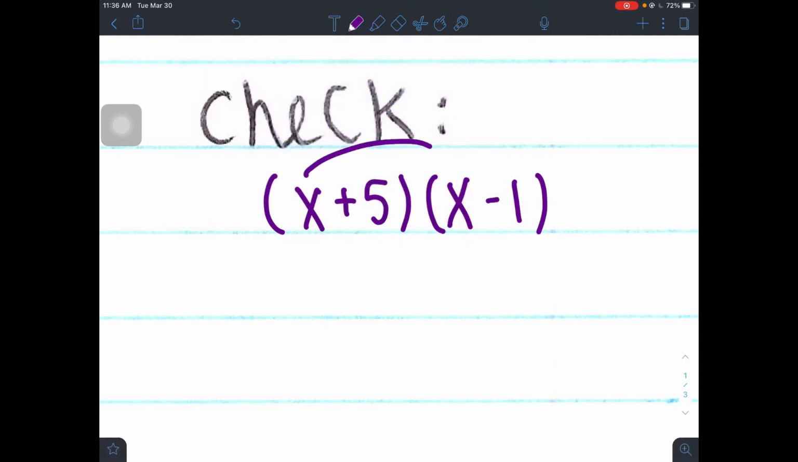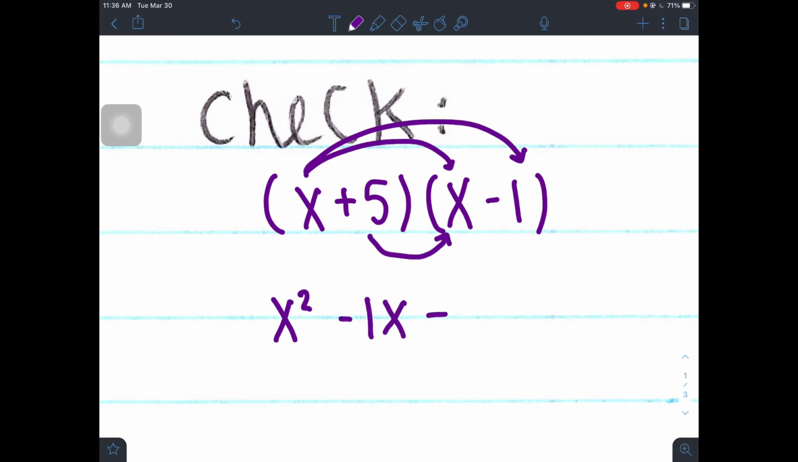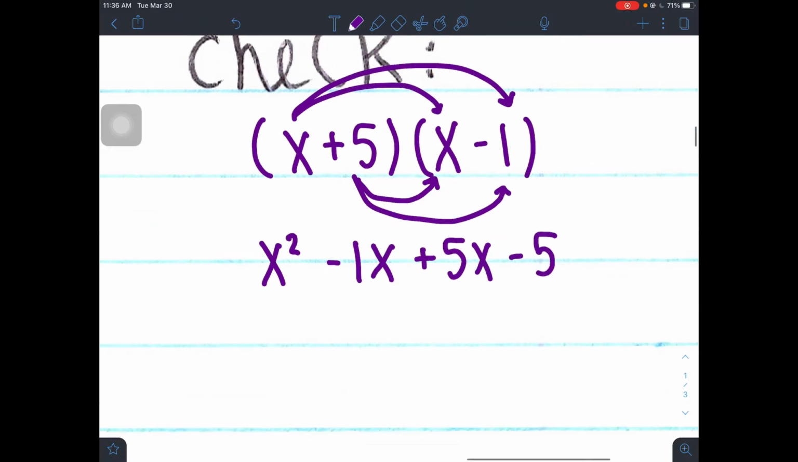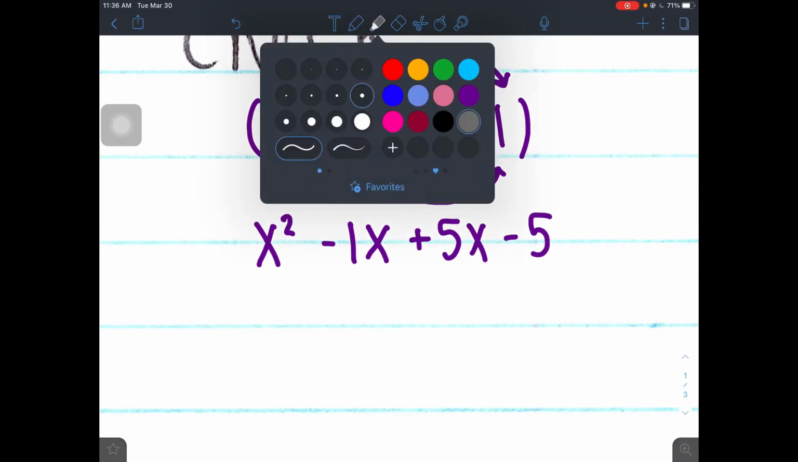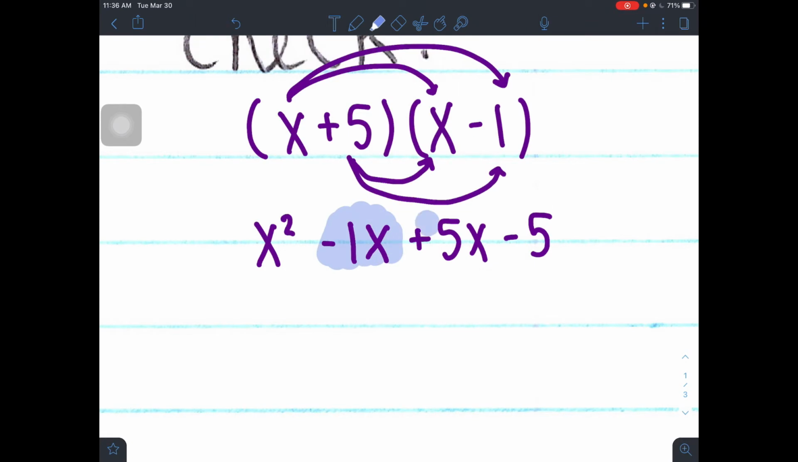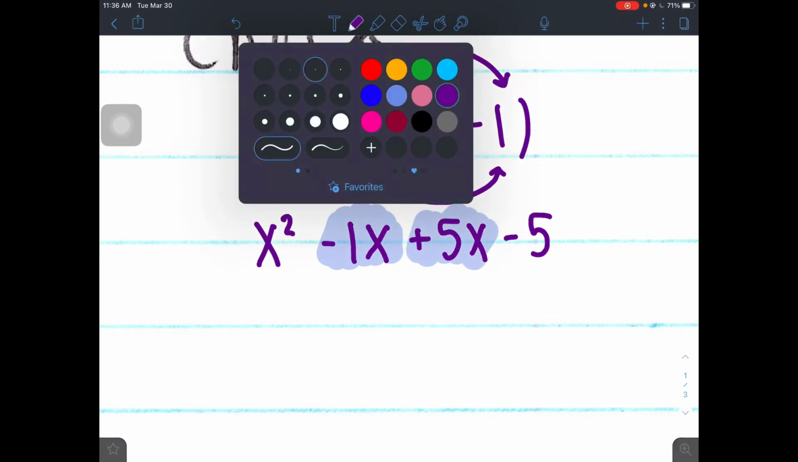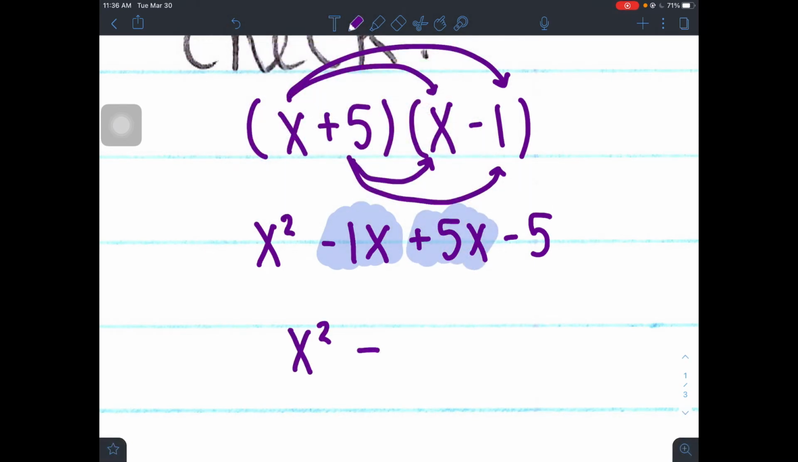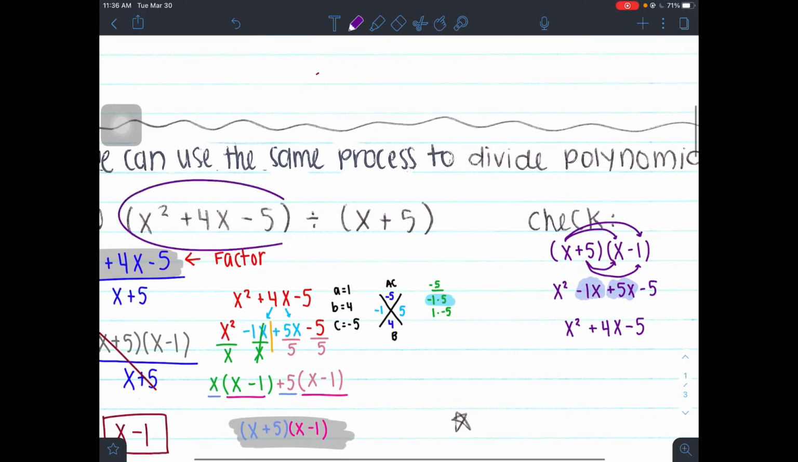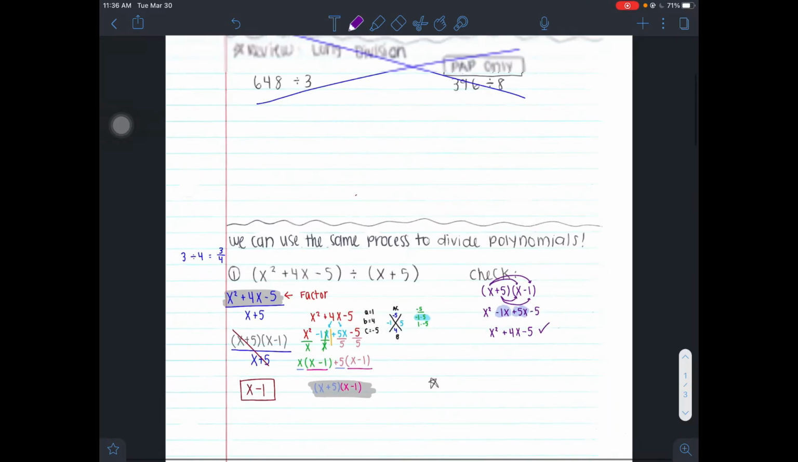So we have x times x, which is x squared, x times negative 1, which is negative 1x, 5 times x is 5x, 5 times negative 1 is negative 5. Next step here is you could combine like terms, so negative 1x and positive 5x would combine together, and that would make x squared plus 4x minus 5. Is that what we end up with at the beginning? Yes, it is, so this is correct.